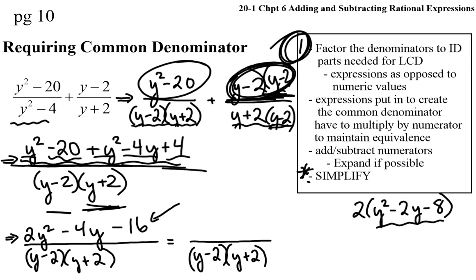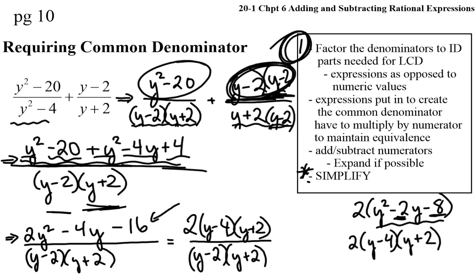Well, I still have a trinomial here. Simple trinomial. What multiplies to negative 8 but adds to negative 2? Well, it's going to be negative 4, positive 2. Because negative 4 times 2 is negative 8. Negative 4 plus 2 is negative 2. So there's the factored form for what I had remaining in my numerator.